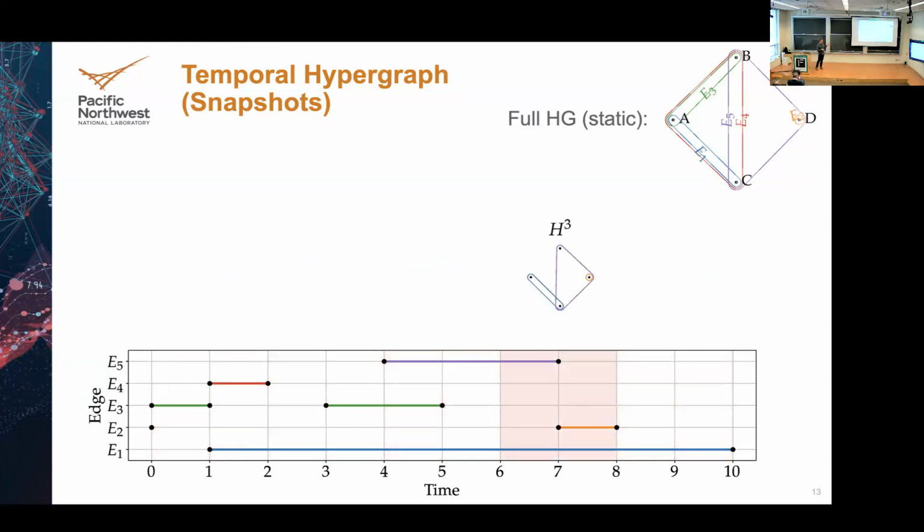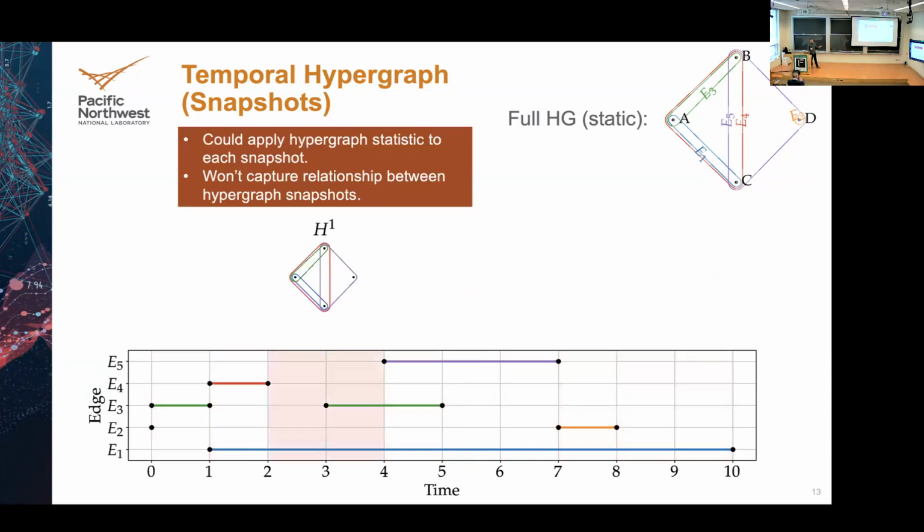And then we do a sliding window procedure where we capture hypergraph snapshots during each window for when these hyperedges are active. And now what we're going to do is take these 4 hypergraphs.